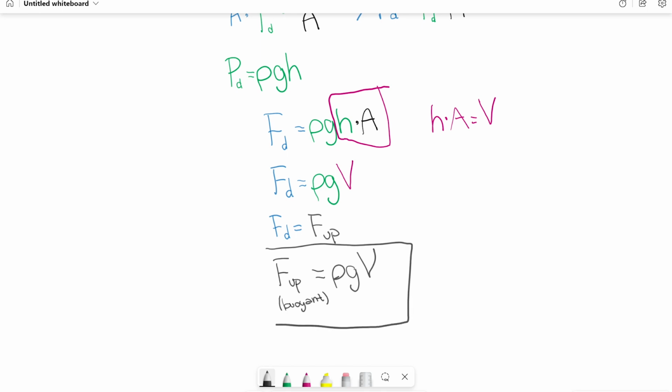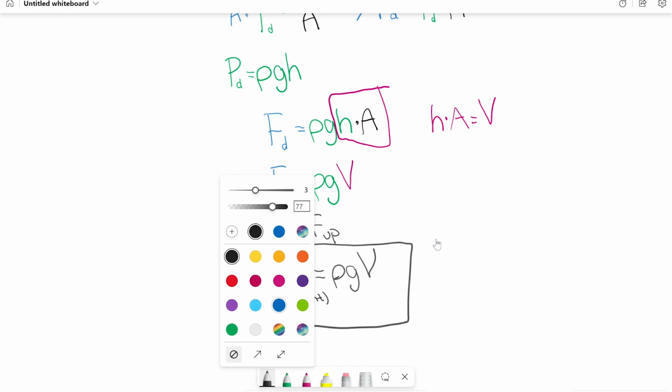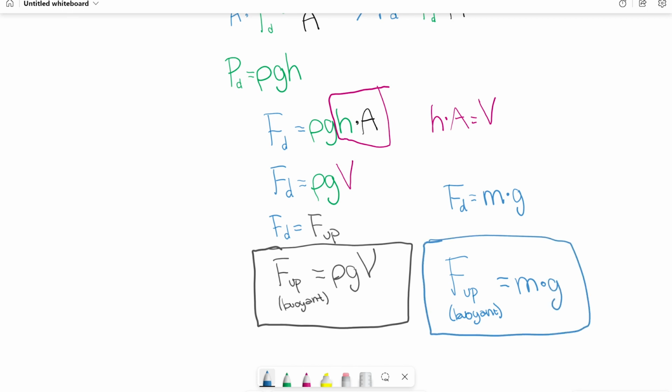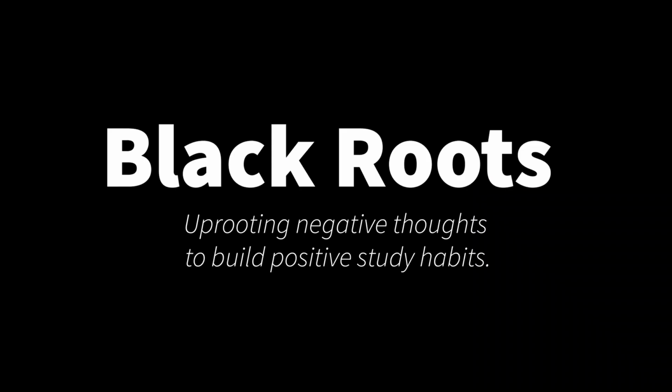That's one equation we have for the buoyant force. But at the same time, we know that this downward force is also equal to mass times gravity. And so because those are equal to one another, we could also say the buoyant force is equal to the mass times gravity. And either one of these equations could be used to figure out the buoyant force depending on which you have. Obviously, you're going to be given g, but are you given the density and a volume, or are you given a mass?